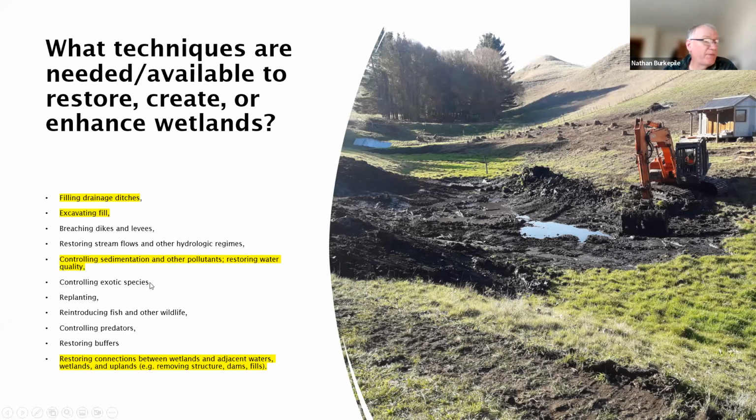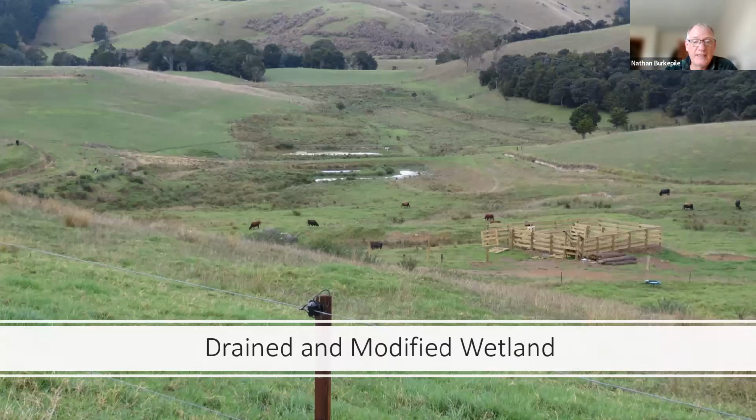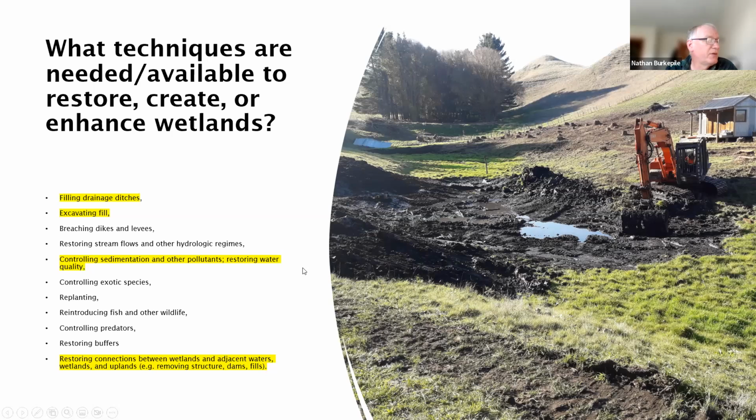Of course, we've got a lot of exotic species that we have to deal with, and sometimes when we're restoring wetlands, we have to add some plants and that kind of thing into it. So there's a lot of techniques we have. And again, if you're going to restore a wetland, have a chat with the regional council, Fish and Game, even John will put you in the right place, the right people to talk to if you have a chat with him.